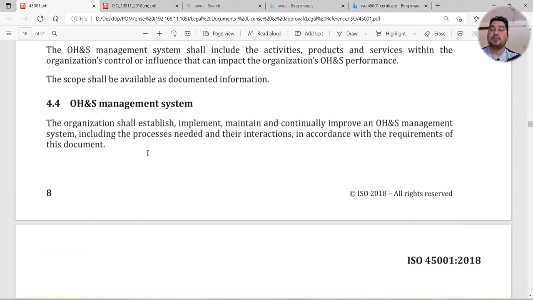After that, the OHS management system, the occupational health and safety management system. The organization shall establish, implement, maintain, and continually improve an occupational health and safety management system, including the processes needed and their interactions, in accordance with the requirements of this document. Shall means it is a requirement. So the occupational health and safety management system should be established, implemented, maintained, and continually improved. You have to make sure that after implementation, it is maintained.